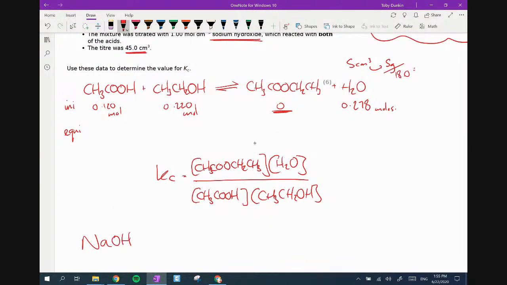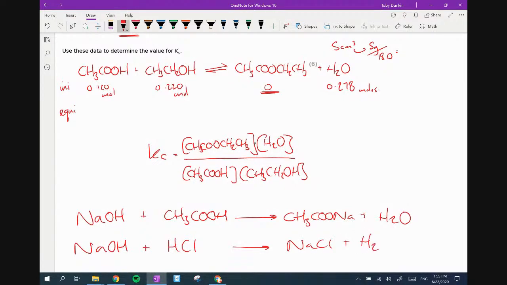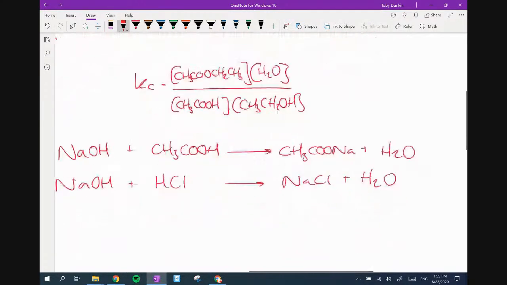Our sodium hydroxide is going to react with the leftover ethanoic acid at equilibrium to form sodium ethanoate and water. But it's also going to react with the hydrochloric acid catalyst. That's one of the nightmares. Now, remember, the catalyst doesn't change because it's never used up, so the sodium hydroxide is actually going to react with both of these.